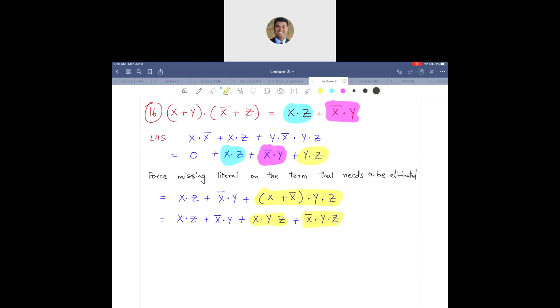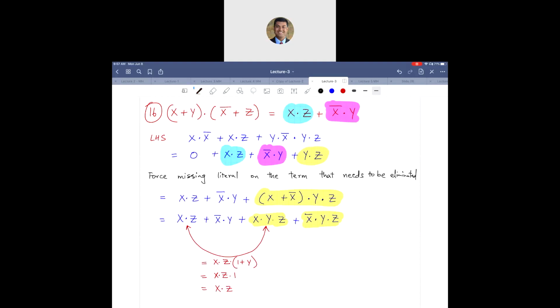Now let's try to look at this. What can I combine with what? One, I can combine these two guys. What is that going to be? I can pull out an X and Z. I get one or Y, which is X and Z and one, which is X and Z.